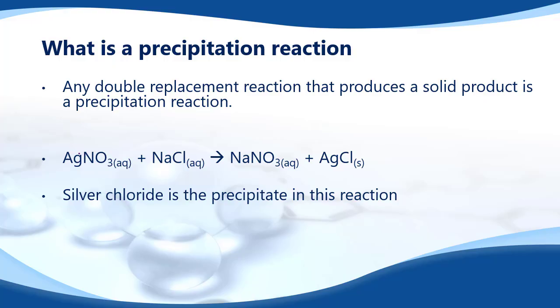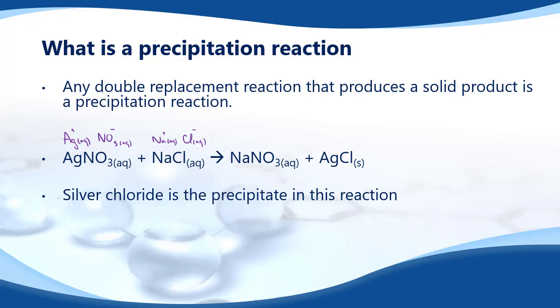So initially, when we mix these things together, in this reaction, our first solution is going to have silver ions. It's going to have nitrate ions. Our second solution is going to have sodium ions. And it's going to have chloride ions. Right, so all these things are floating around in the solutions before we mix them together.